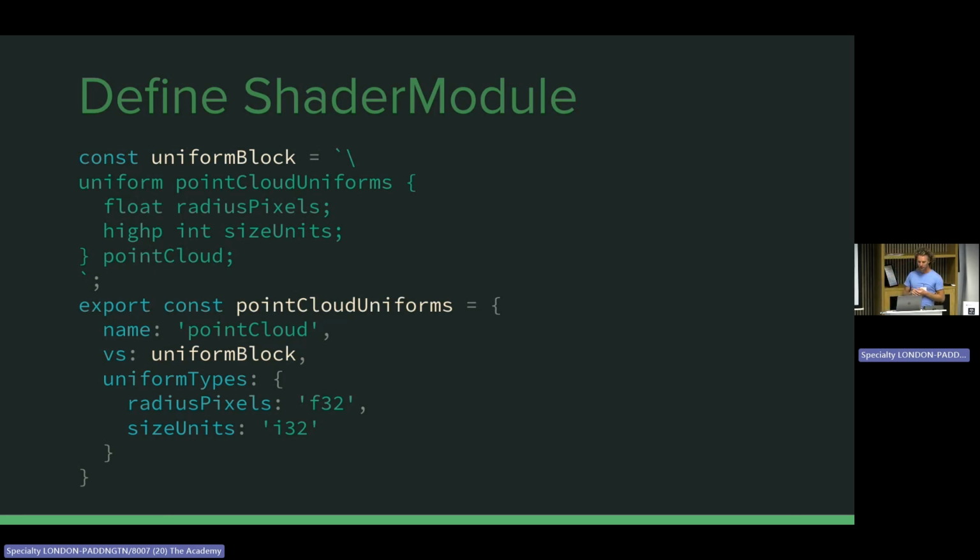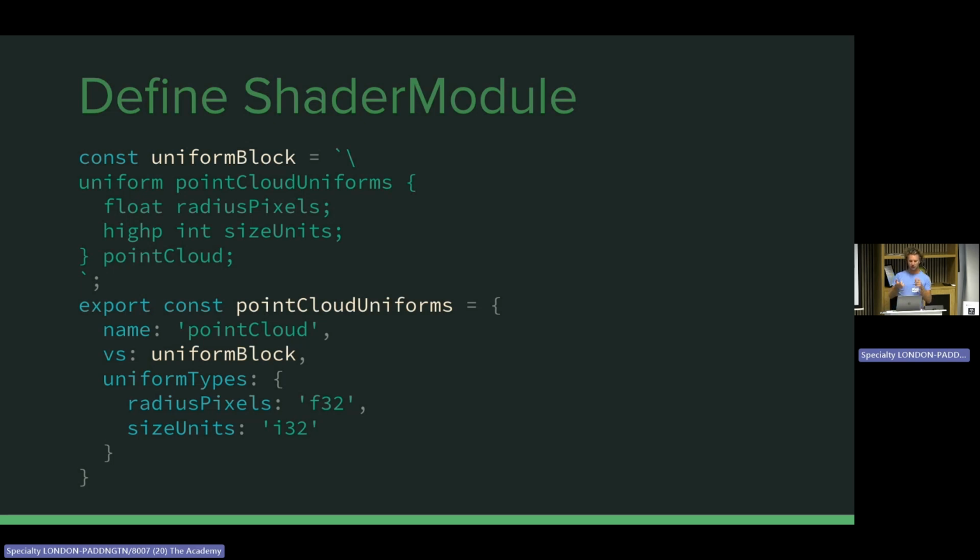Okay, so the next step, and this is the more interesting part, is defining a shader module to inject these uniforms. All we need to do here is define this uniform buffer object. That's these 4 lines of GLSL that we have here, which are not syntax highlighted, I'm sorry. We're just writing in a slightly different format. We're telling the shader that we want to have two uniforms being passed in this UBO, the radius pixels and the size units.